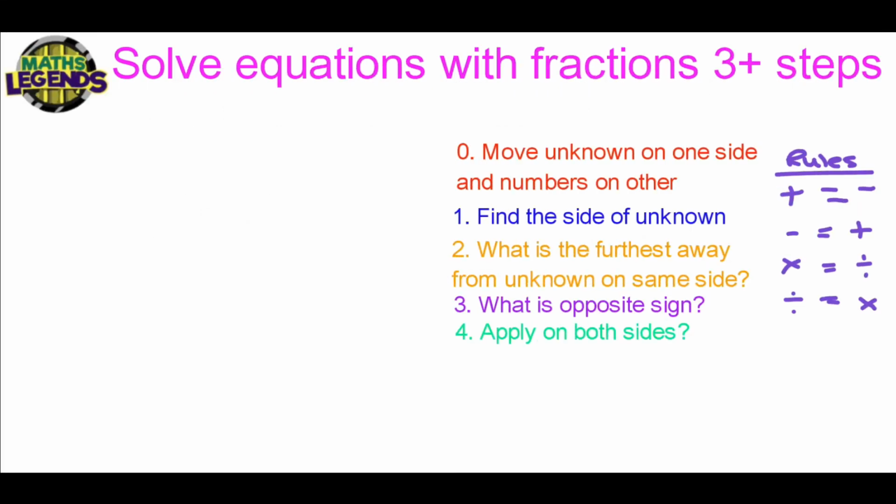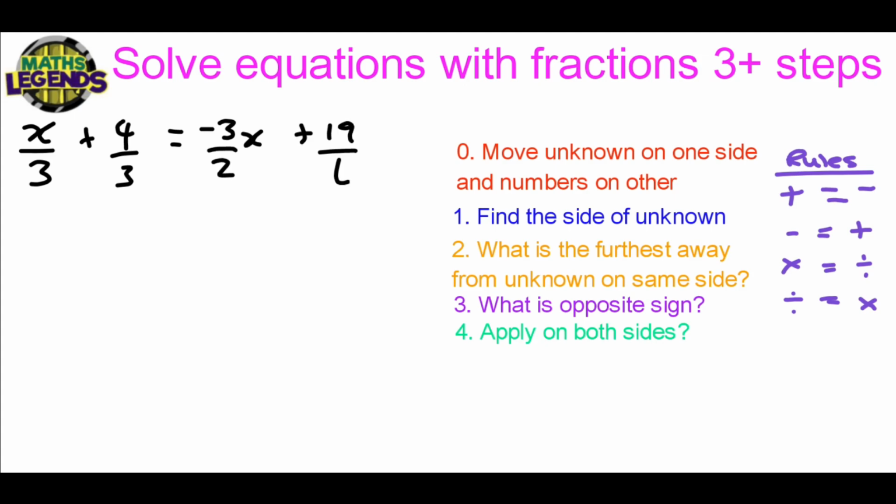Solving equations with fractions that take 3 or more steps. So we have our familiar rules on the right hand side, and we will use these to help us solve such a question. So let's write an example. So here, x over 3 plus 4 over 3 equals minus 3 over 2x plus 19 over 6.